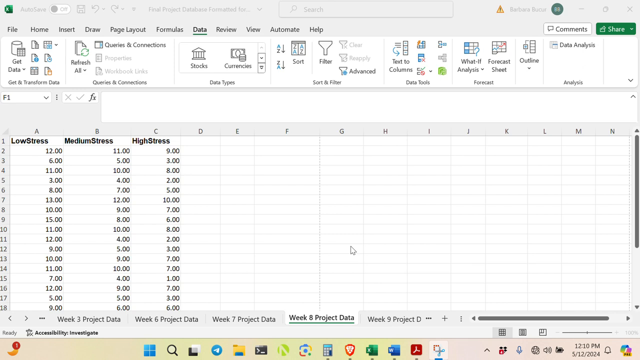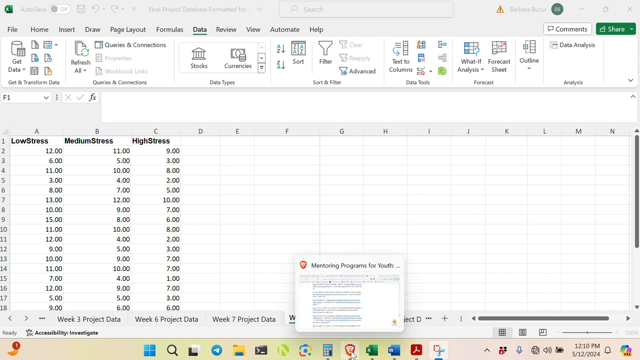Now for the Week 8 midweek assignment you needed to reorganize your data. So you needed to have columns for each year in college, and you needed to copy and paste the data so it was set up that way. For the Week 8 project, you do not need to do that. So if you go to the Week 8 tab, the data are already organized that way for you.